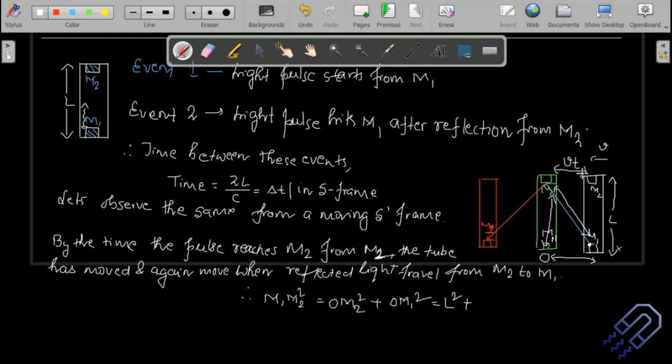This is the first time that we are considering, so I can write this as t1. So it's simply vt1 square. This is the relation that turns out. So we can say that M1M2 is equal to root over L square plus vt1 square.